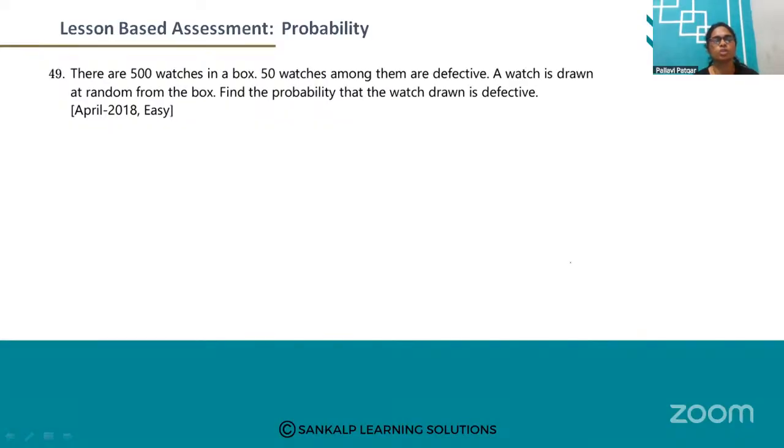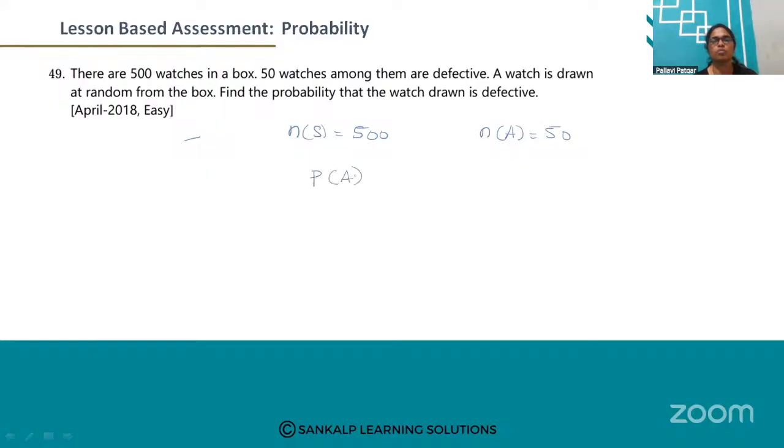Look at the question number 49. There are 500 watches in a box. 50 watches among them are defective. A watch is drawn at random from the box. Find the probability that the watch drawn is defective. So here total number of outcomes is equal to 500. Here they gave 50 defective watches, meaning n of A is equal to 50.